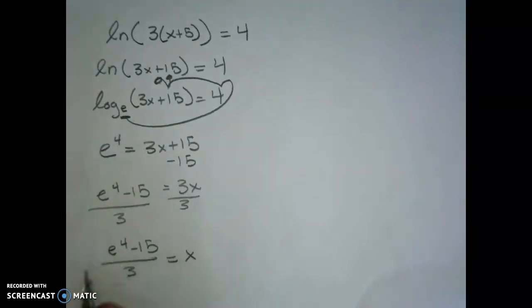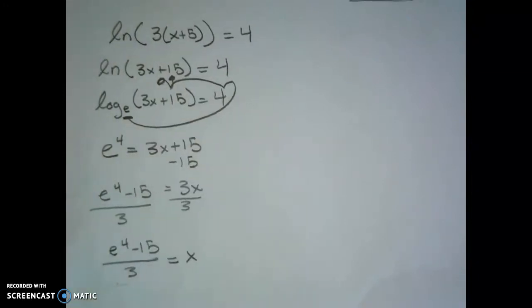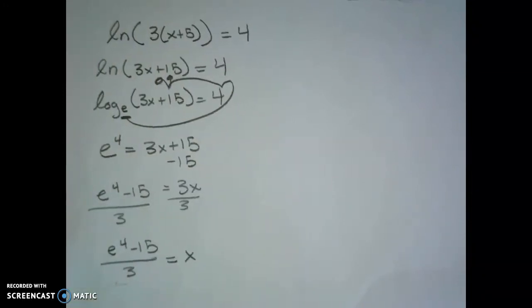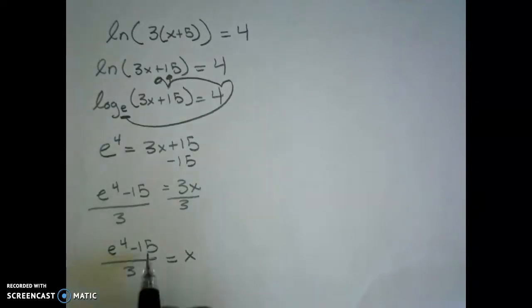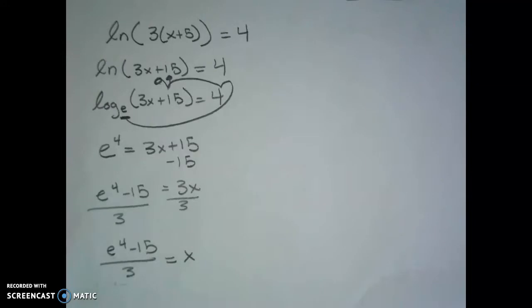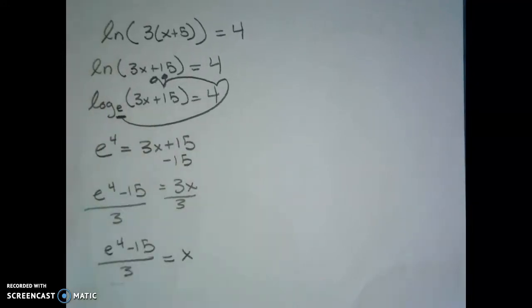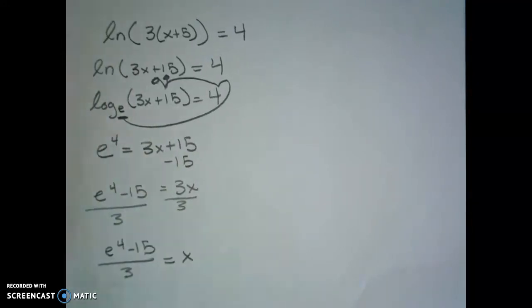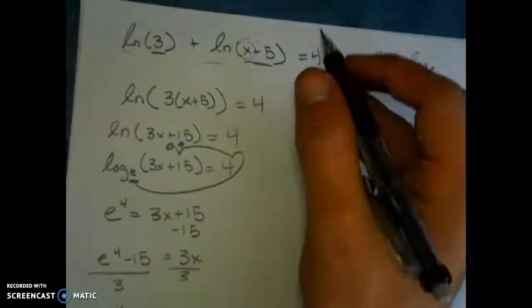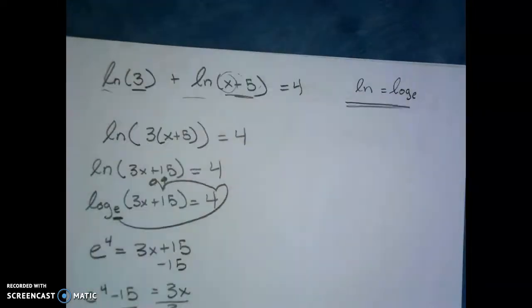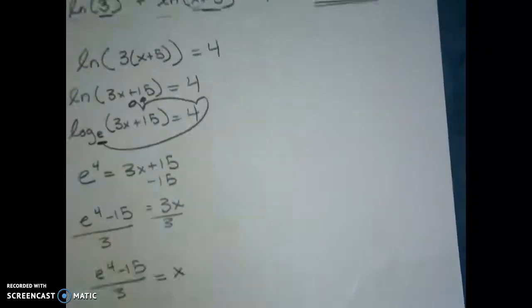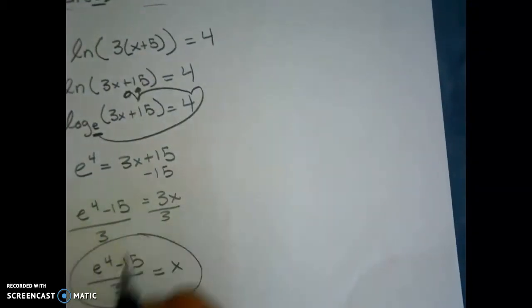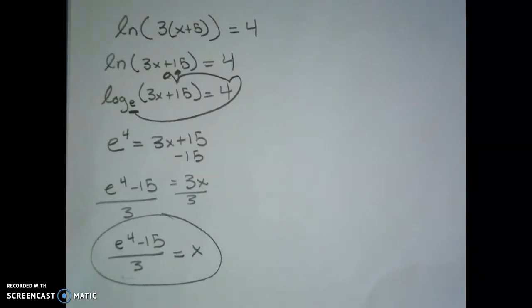E to the 4th, remember e is an irrational number. If you plug e to the 4th into your calculator, it's a big number, a lot bigger than 15. So when I subtract these two, I get a positive number. Then when I divide by a positive number, that doesn't change the sign. So this is a positive number. When I add a positive number to another positive number, I get a positive. So I know that this is not an extraneous solution, and that's my answer right there.